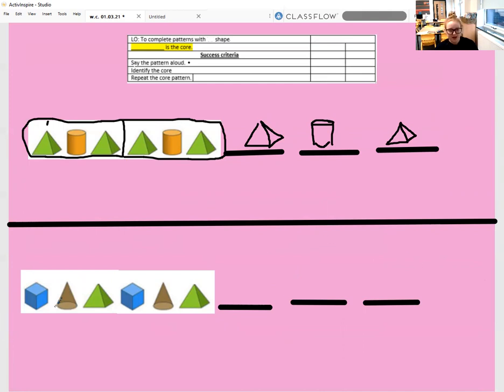Fantastic. Let's have a look at it together. So let's say the pattern aloud. So we have a cube, cone, pyramid. Cube, cone, pyramid. Fantastic. I've said the pattern aloud. I now want to identify the core.